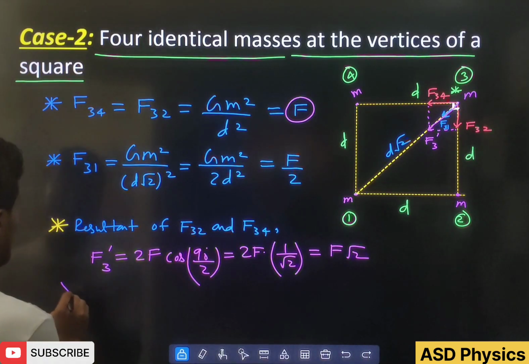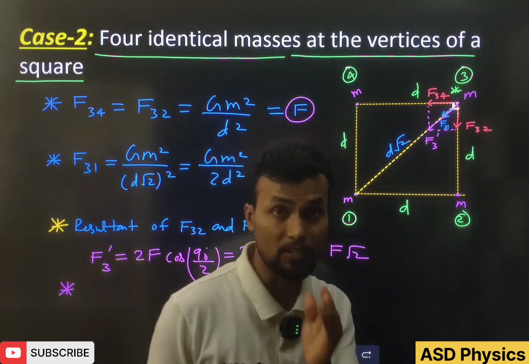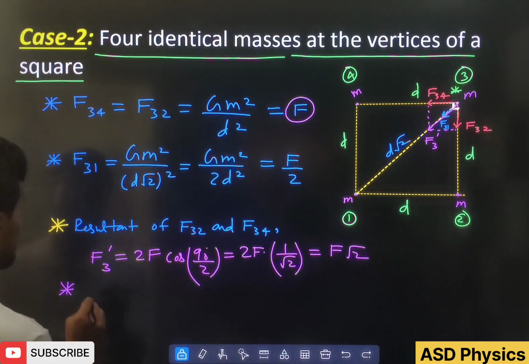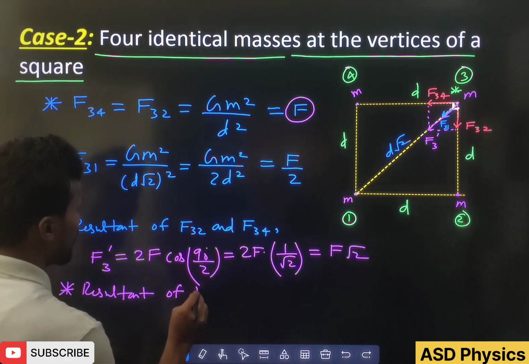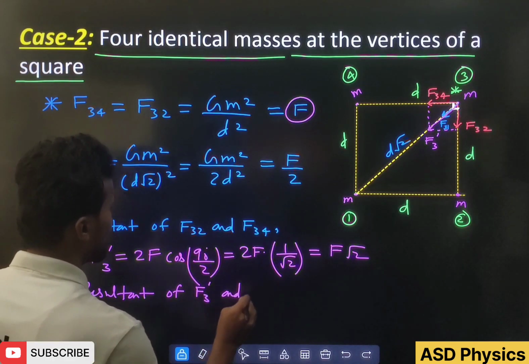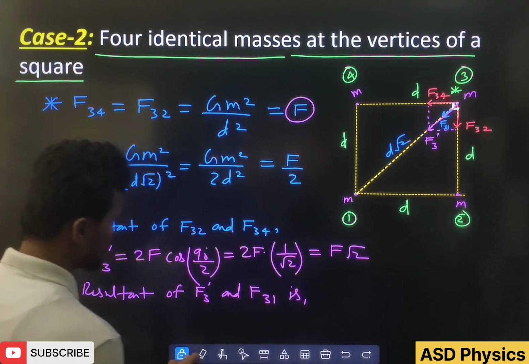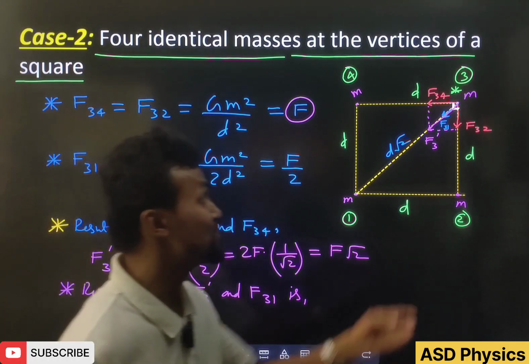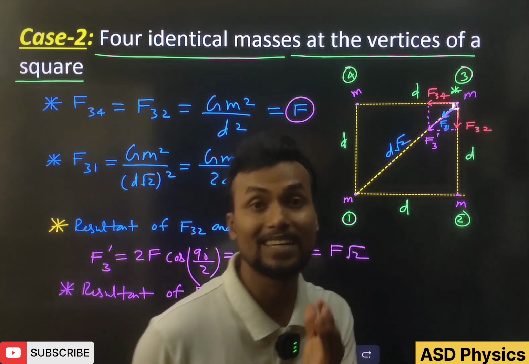After that, what are we going to do? We are going to add this F3 dash with F31, because the third force, F31, is pending. So now we are going to write the resultant of F3 dash and F31. Both are making how much angle? Just see, F3 dash and F31 are both in the same direction. That means they are making how much angle?